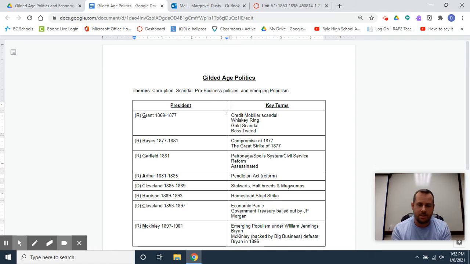So, if you look at this sheet that I have on the screen, it's just a table, and I've kind of put a timeline on the left and some key terms on the right. And I'm going to try to help you understand these things and make it interesting. But just know, if you look at the themes there, Gilded Age politics are known for corruption, scandal, and class kind of warfare and differences. And that's just not always super exciting.